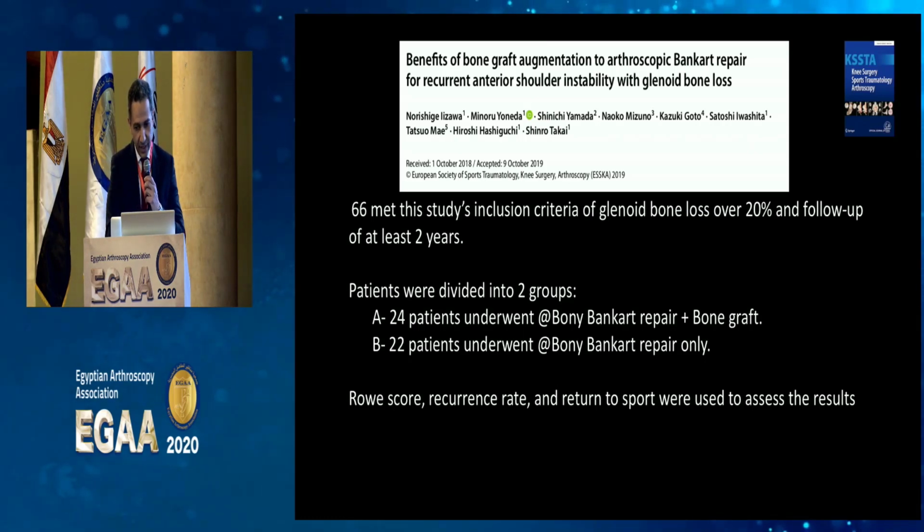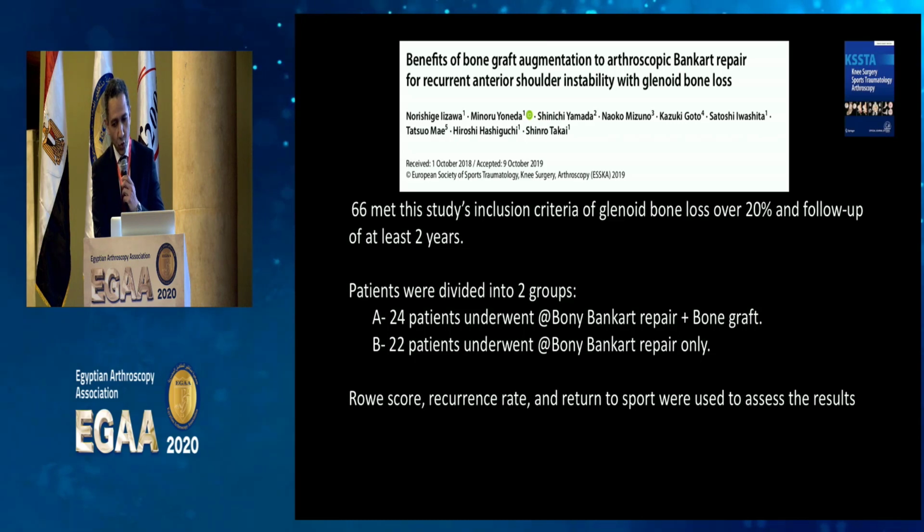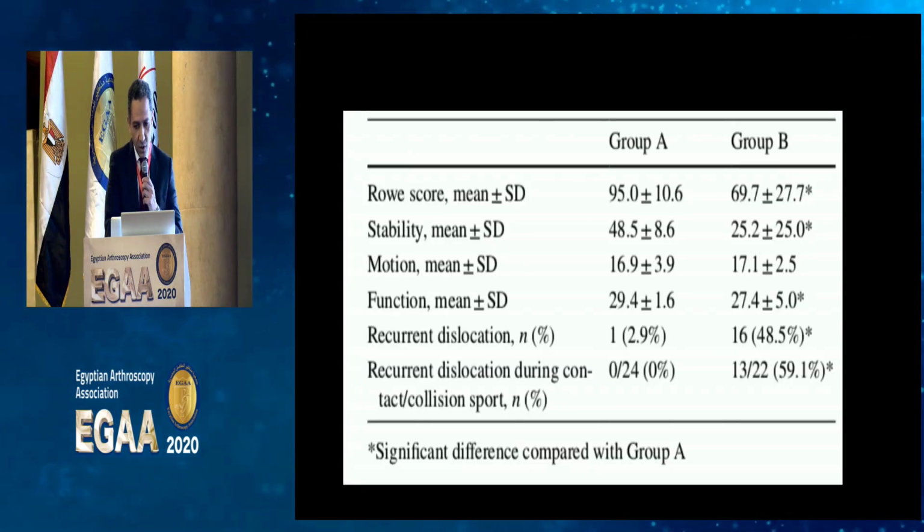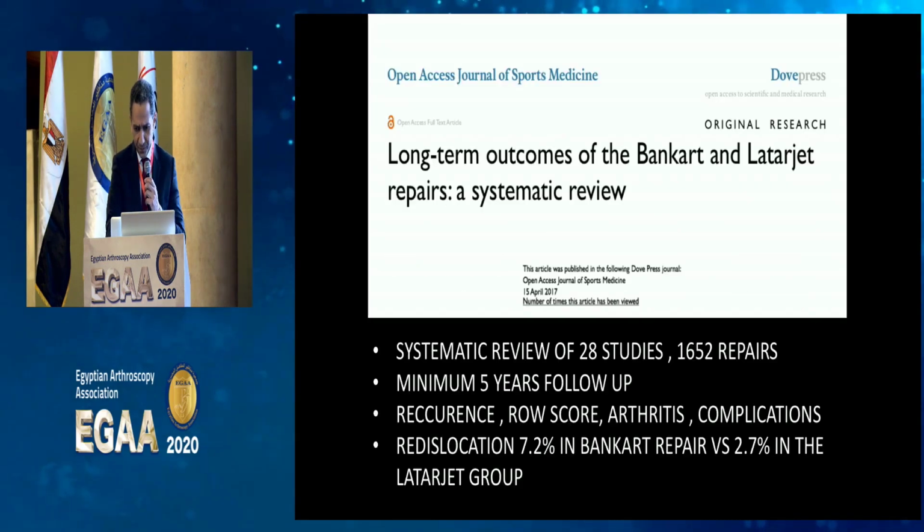When reviewing the literature, we found there is a superiority of bony reconstruction over bony Bankart repair. These are some examples. This is a study published in the journal comparing the bony Bankart repair and glenoid reconstruction in patients with glenoid deficiency of more than 20%. 24 patients underwent bone graft, and 22 patients underwent bony Bankart. The Rowe score, return to sport, and recurrence rate were assessed. They found significant superiority of the glenoid reconstruction group over the arthroscopic bony Bankart, especially in the redislocation rate.